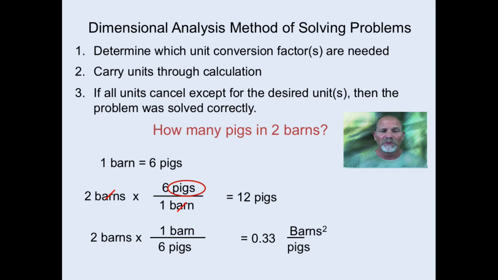Again, we would not do it the other way because barns and pigs do not cancel out. Therefore, I'd end up getting barns squared per pigs, and that's not what I'm looking for. I want to actually move from barns to pigs in my actual question.